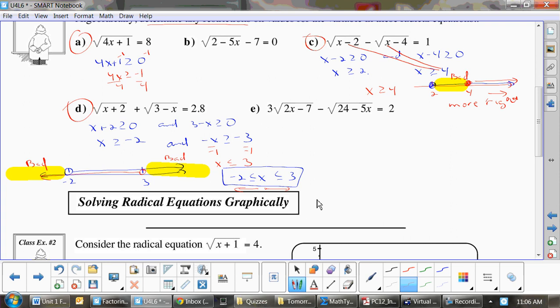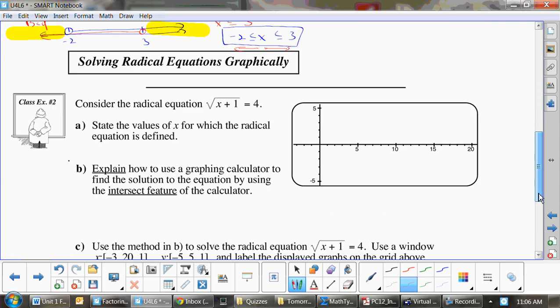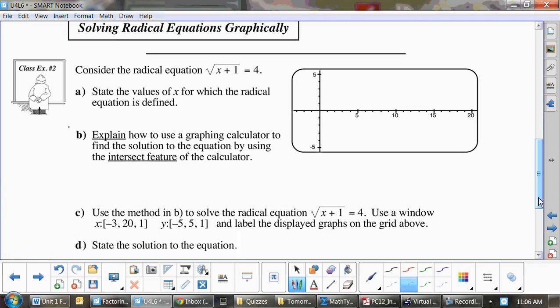Yes? Doesn't matter whatsoever for this. Correct. Because I just need to know what would make this radical not even work. Now, if I was solving, I'd have to do this and solve it. Because solving is finding x. This one is just finding when x is bad, or when x is good. Okay, let's do some graphing.